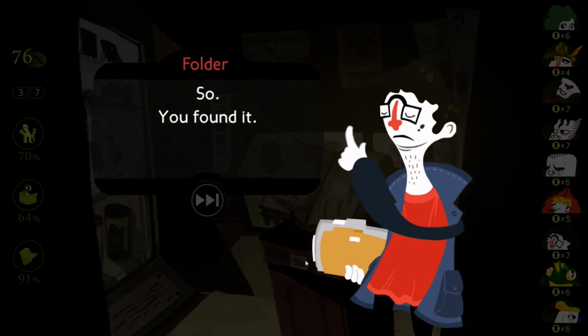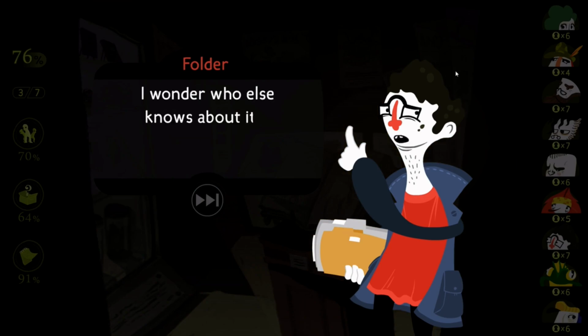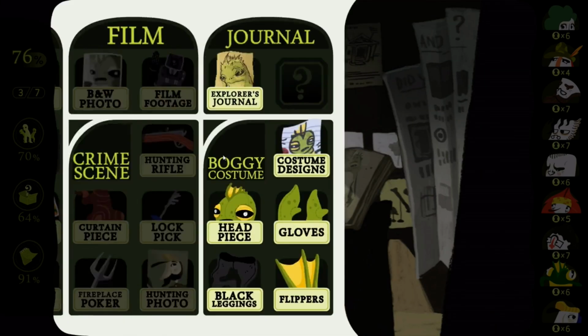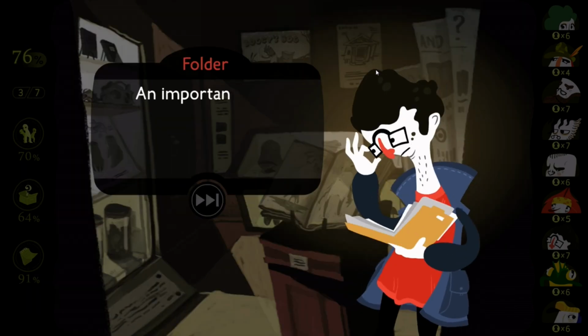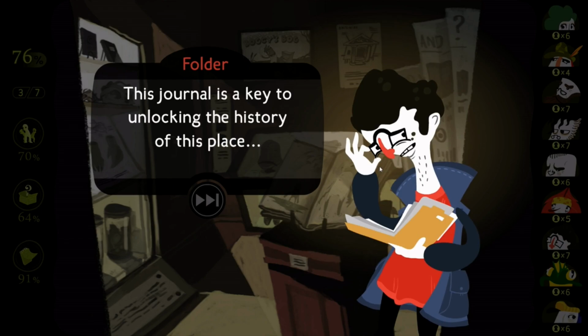So, you found it. I wonder who else knows about it. An important piece of the puzzle! This journal is a key to unlocking the history of this place.